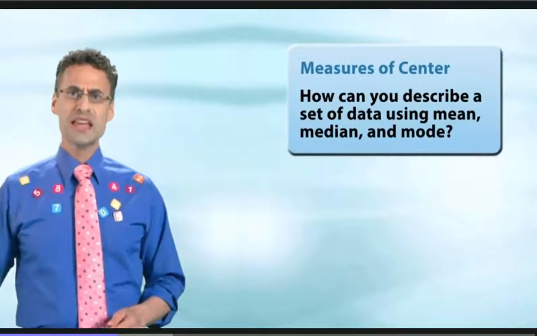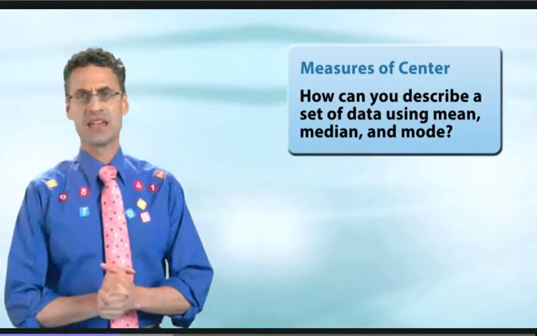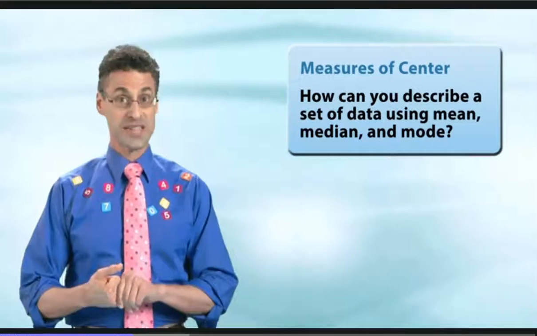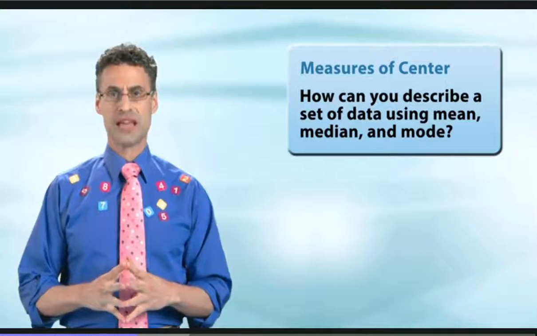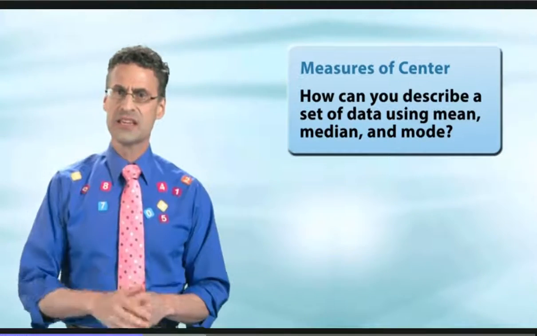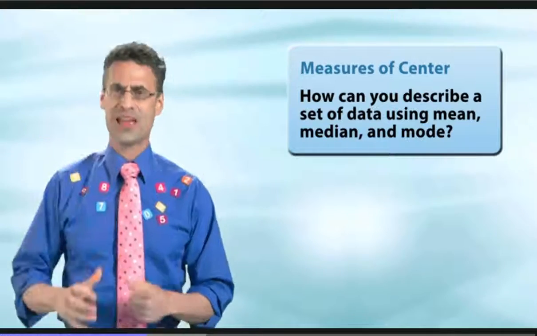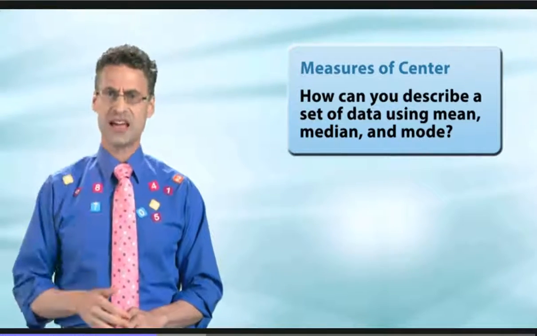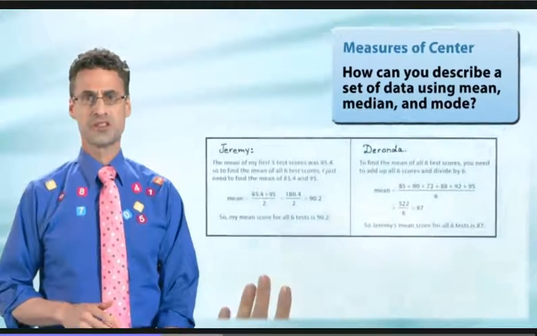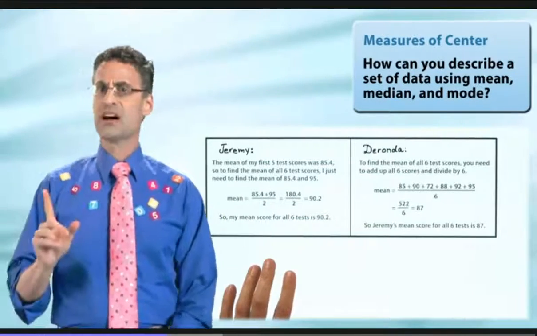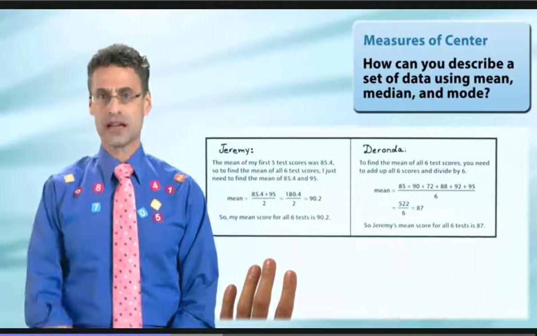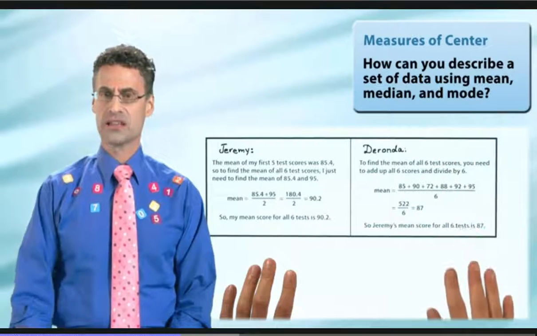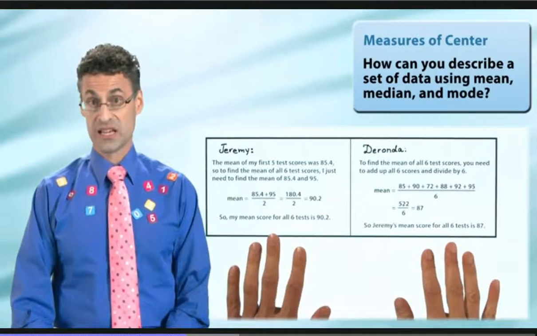All right. Jeremy scored 85, 90, 72, 88, and 92 on 5 math tests for a mean of 85 and 4/10. That's really good. He should be really happy. Now, on the 6th test, he scored an incredible 95. Really good. Now, he calculates his mean score for all 6 tests as shown right here. So this is what he's going to do. Now, his friend Deronda, however, says that he's incorrect. We've got a conflict. Here's the work that Deronda did. The question is, which answer do we like?